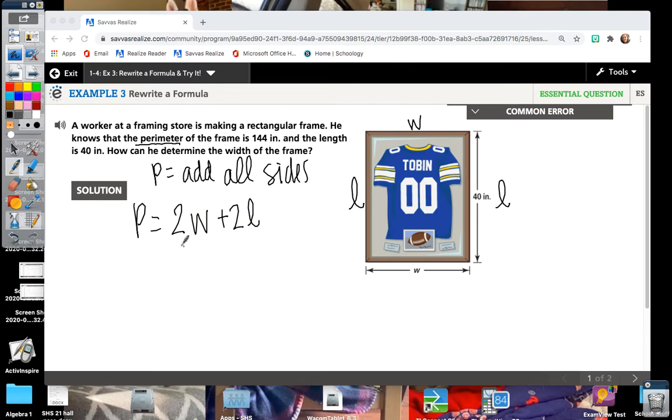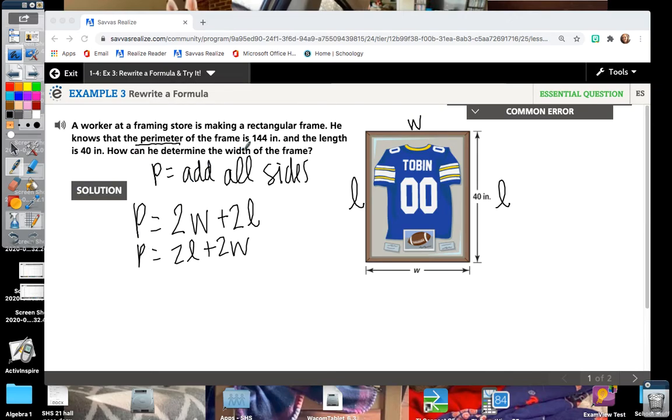Now if you put 2L first, and then 2W, that's completely fine. It's the same exact thing. That's your commutative property, which means no matter how you add it, it's going to be the same. Just like 2 plus 3 is 5, 3 plus 2 is 5. It doesn't matter which way you write it.